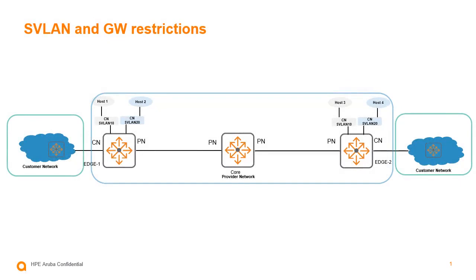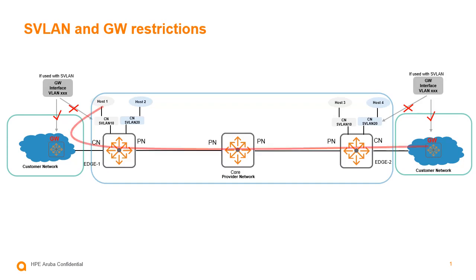SVLAN and gateway restrictions: there are some that we need to be aware of. An SVI cannot be configured on a VLAN that is configured as an SVLAN. So if we take this scenario where hosts are connected directly to the customer-facing provider node, an SVI cannot be configured on the VLANs configured as SVLANs on the edge provider node switch at either end of the provider network. Of course, gateways can be configured on the customer network for the associated CVLAN, so some consideration is required for the best place to put the SVI VLAN gateway.